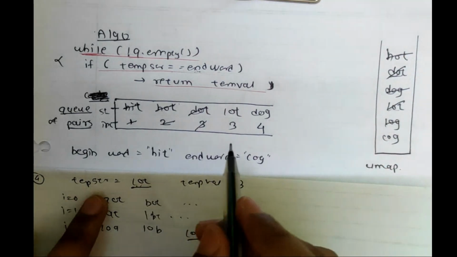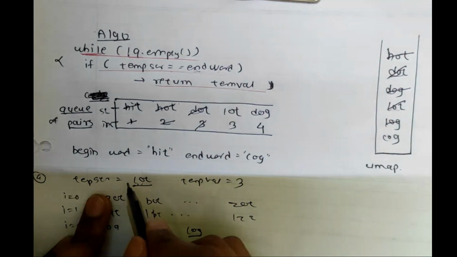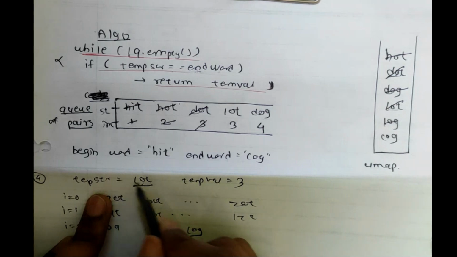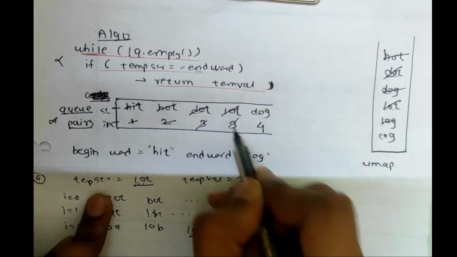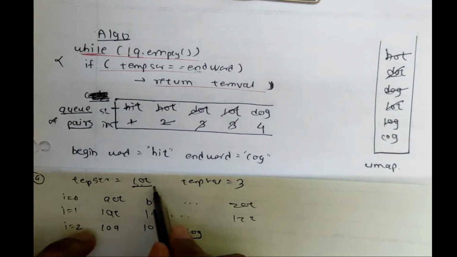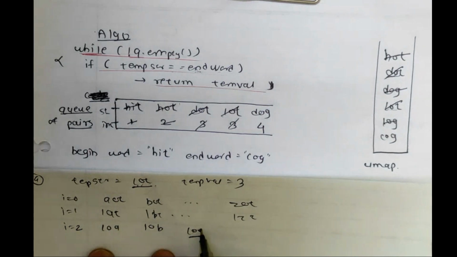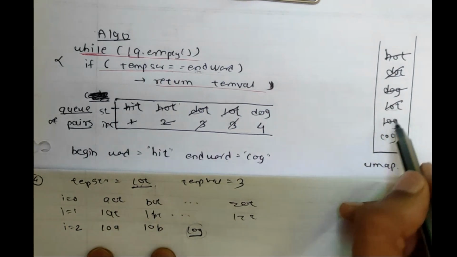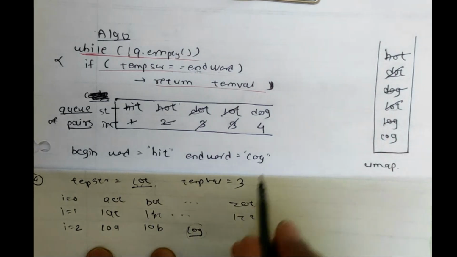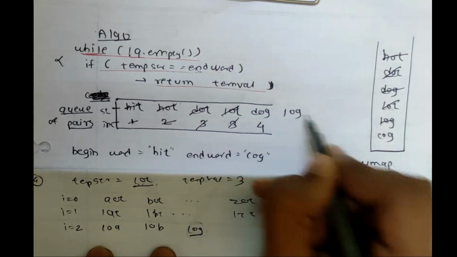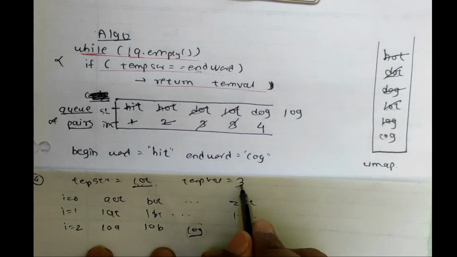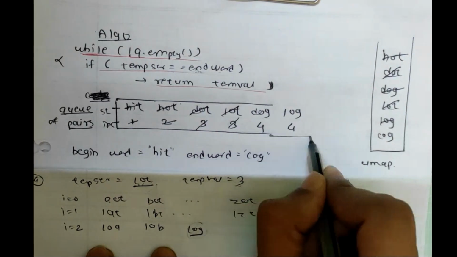But before doing that, we have to pop the one which is selected here. So temp str is selected, so it gets popped. Then this process will be done. As we found LOG, it gets erased and pushed in here with the increment in temp val. Temp val is 3, so here we will have 4.